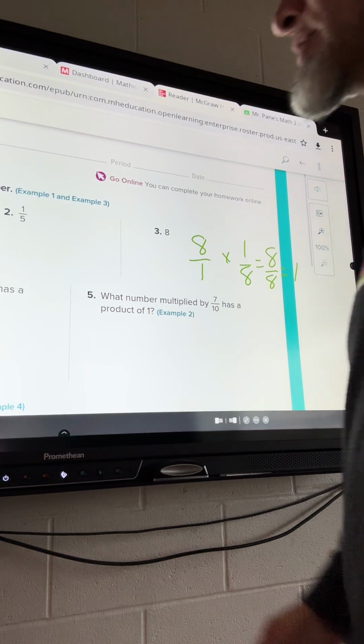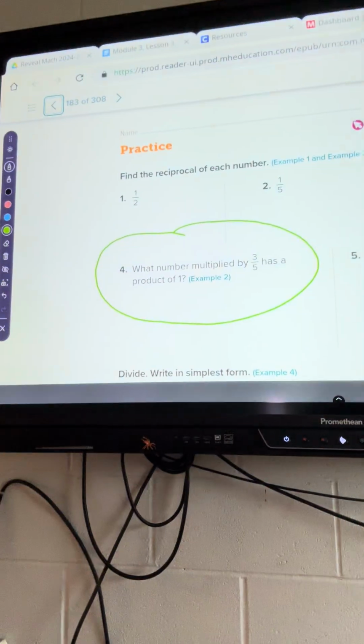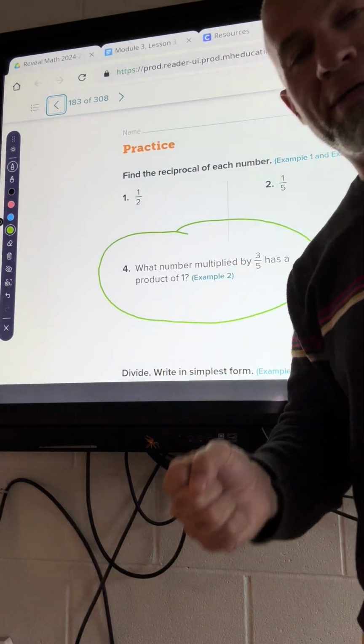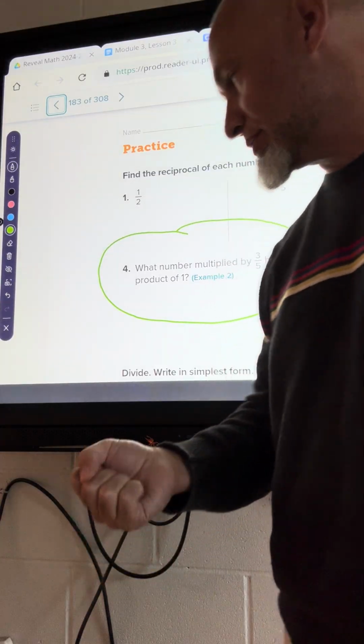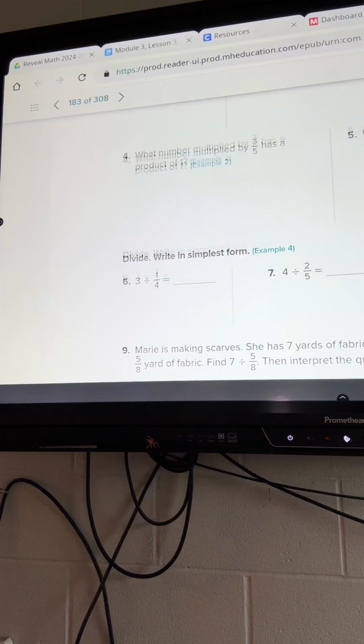Okay? So again, that's why when they ask you something like this in number 4, what number multiplied by 3/5 has a product of 1? Well, it's got to be the reciprocal. So figure that out there. All right, numbers 6 and 8, you're just doing keep, switch, flip.